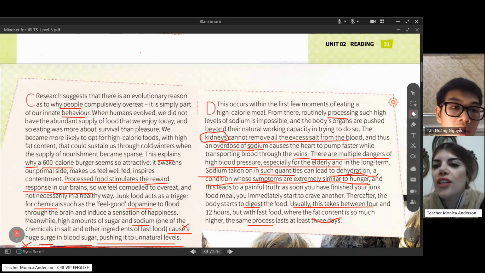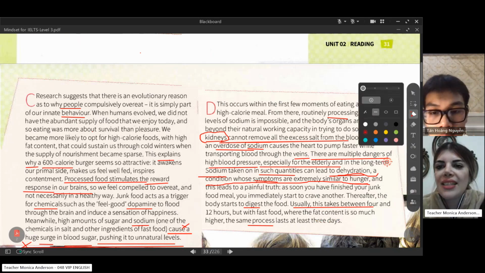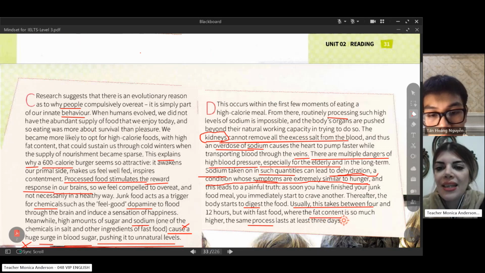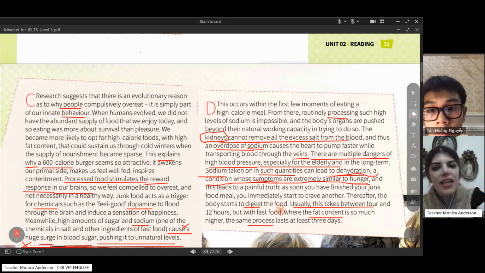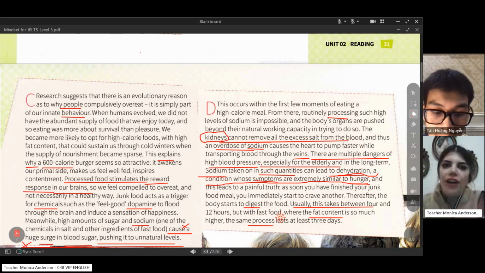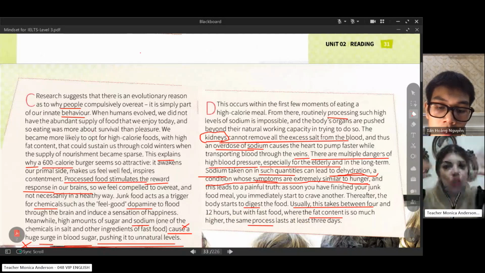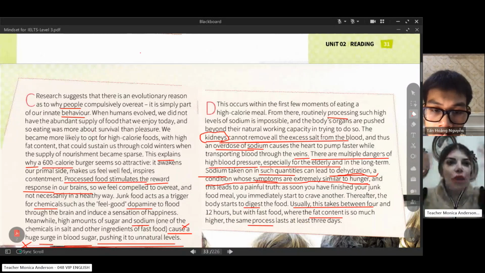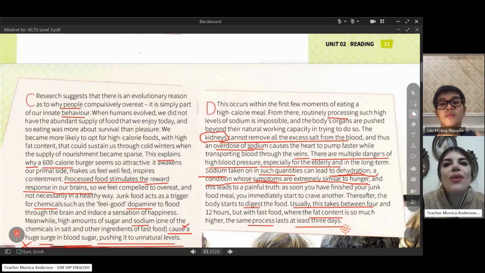No, I don't think so, because let me help you. You say fat content and I say no. Look, thereafter, the body starts to digest the food. So we need to start reading from this part because we could find our keyword. Usually this takes between 4 and 12 hours, but with fast food, where the fat content is so much higher, too much fat in it, the same process lasts at least 3 days.